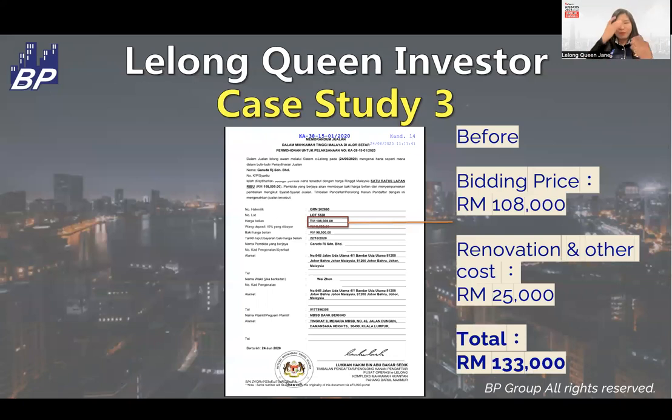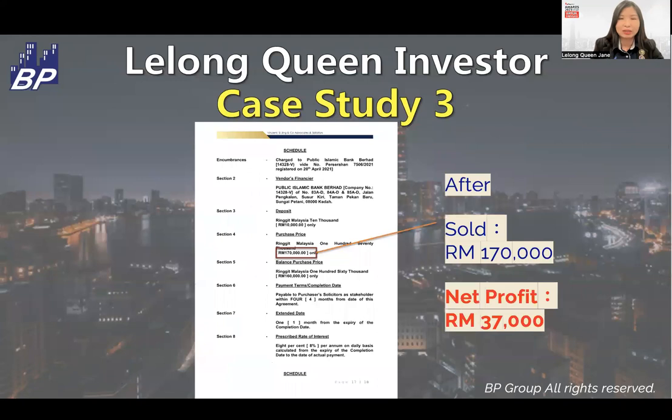Okay, so before the renovation, we bid at 108,000. Doing the renovation, other costs are around 25,000, so the total cost is around 133,000. After that, we successfully sold the property at 170,000, which gives us a net profit of 37,000. Wow, this is really interesting. Give me a clap of hand if you feel you want to earn this profit.